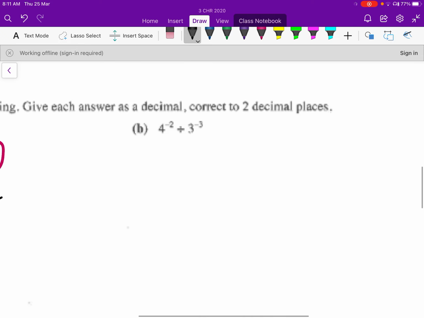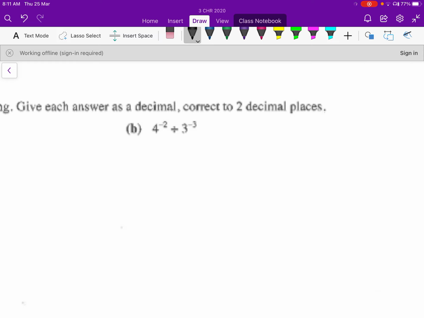Alright, next one. 4 power negative 2. And is this a plus or divide? Divide, okay. Divide by 3 power negative 3. Answer, 27 over 16.